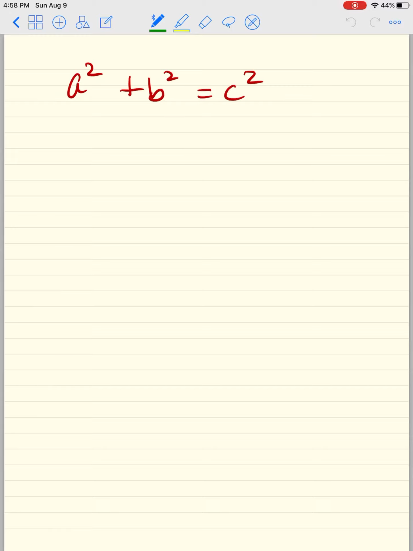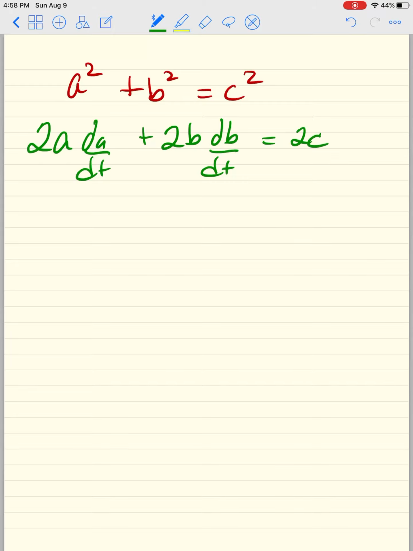A squared plus b squared equals c squared is our formula. I'm going to take the derivative with respect to time. So 2a dA/dt, because it's a letter other than t, plus 2b dB/dt equals 2c dC/dt. Because each one of these has a 2 and it's an equation, I can get rid of it, just to simplify.